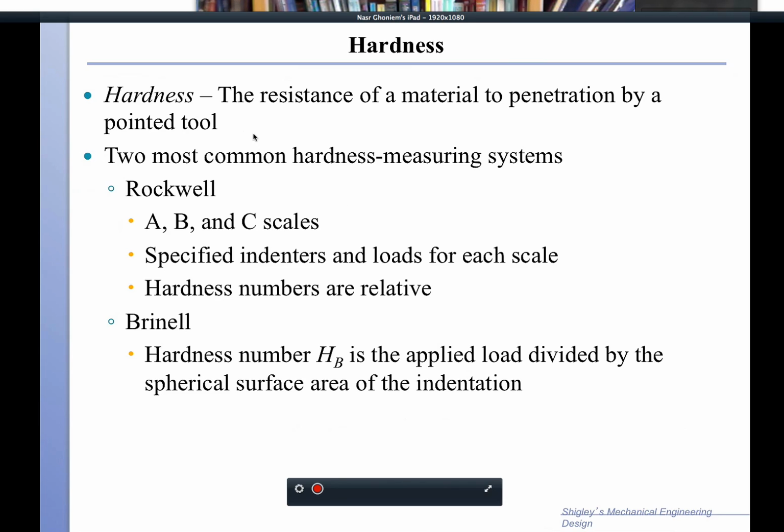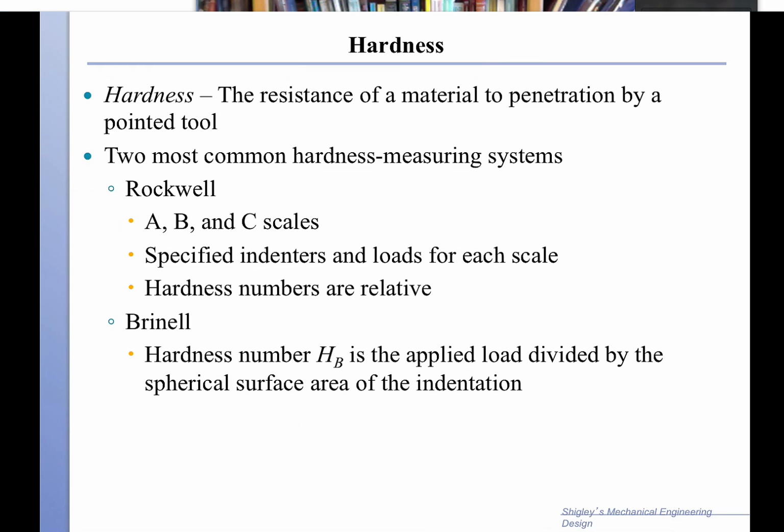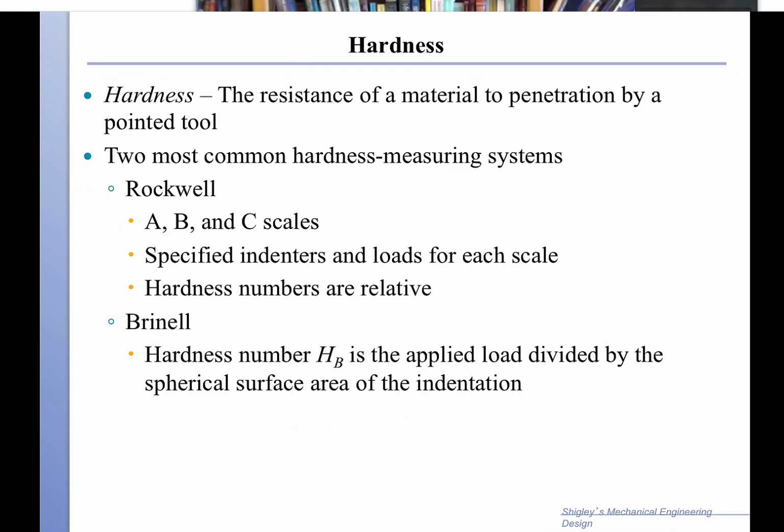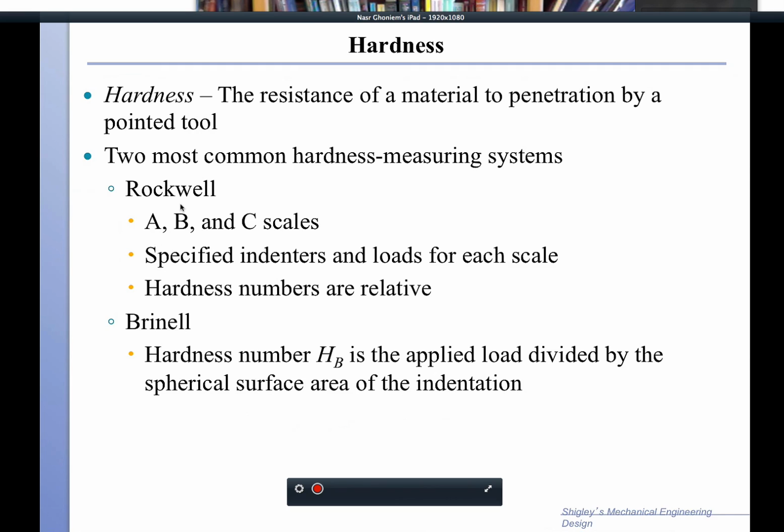So the hardness is defined as the resistance of the material to penetration by a pointed tool. And therefore, we can use a pointed tool either in the form of a pyramid indenter or a spherical indenter. And there are two common hardness measuring systems, and those are the Rockwell scale and the Brinell hardness number. So Rockwell has 3 scales, A, B, and C, and they specify the indenters and the loads for each one of these scales, and the hardness numbers are relative.